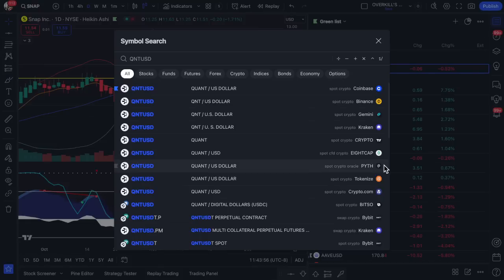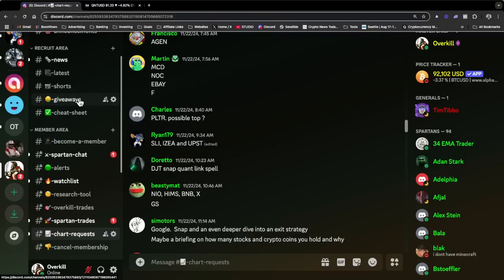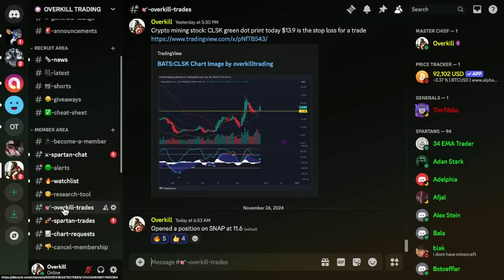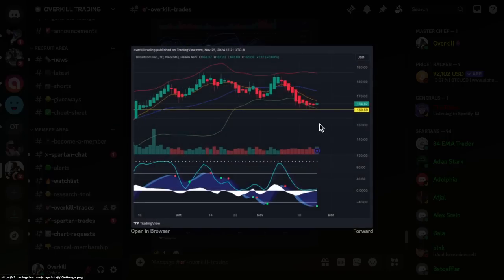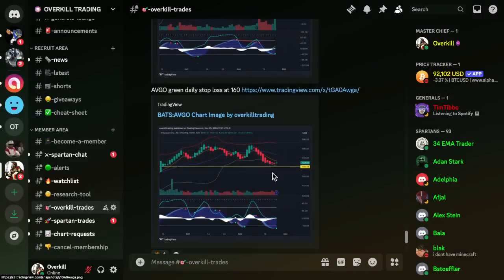Quant, QNT. And again, guys, I call my trades out over here inside this thread, Overkill Trades. Even if I don't take a position, but I see a setup like on AVGO, I'm seeing this green dot. I think that's a nice setup after a 10-day pullback above 160. I'm calling those trades out.